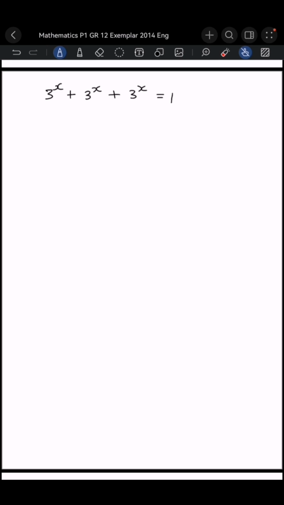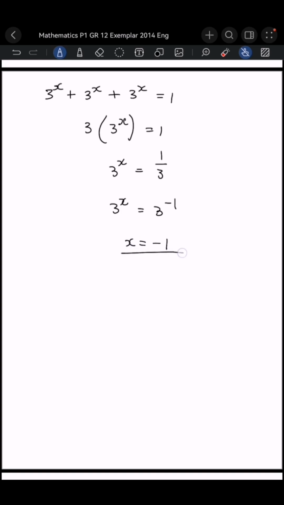Okay. We have 3 raised to the x plus 3 raised to the x plus 3 raised to the x is all equal to 1. What we have is just 3 times 3 raised to the x is equal to 1. Therefore, 3 to the x is equal to 1 over 3. Divide both sides by 3. Therefore, 3 raised to the x is equal to 3 to the negative 1. Then x is equal to minus 1 is our answer.